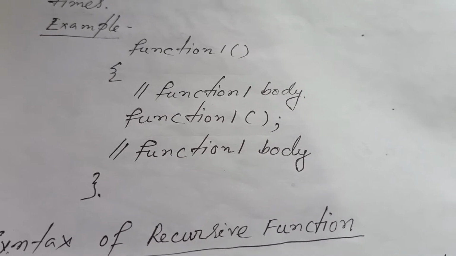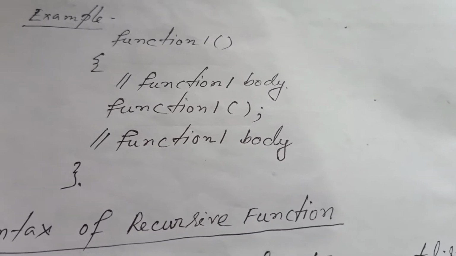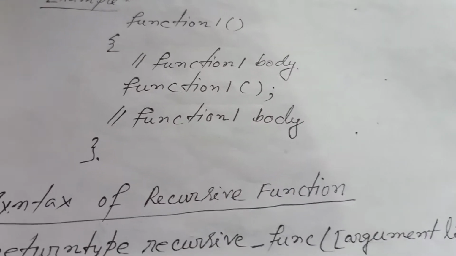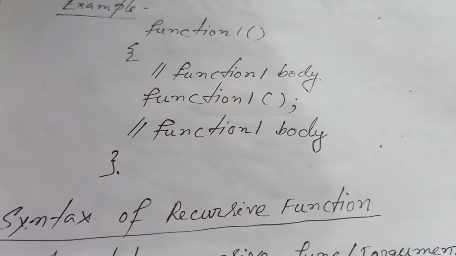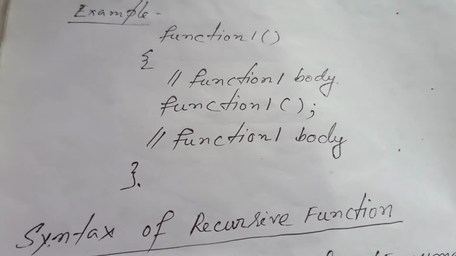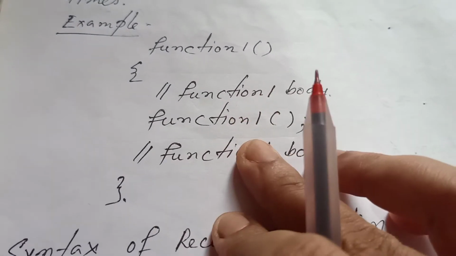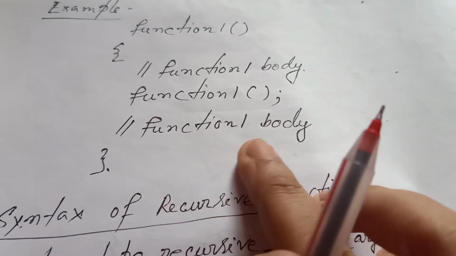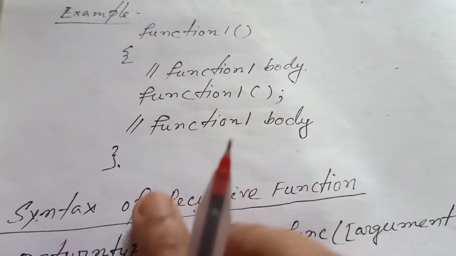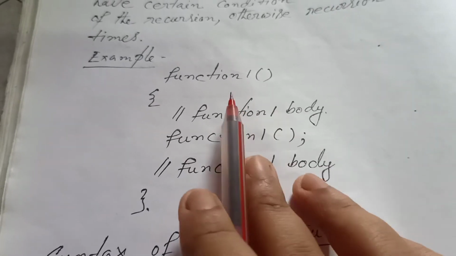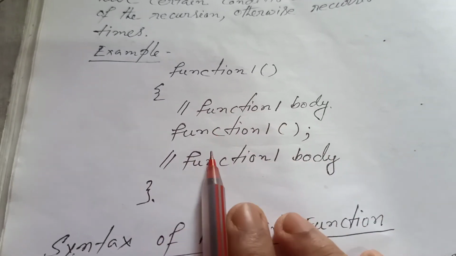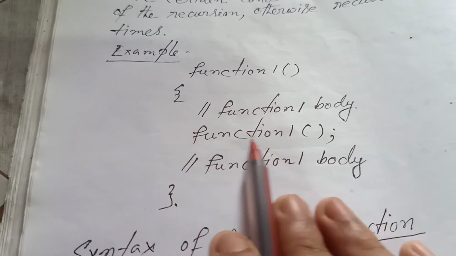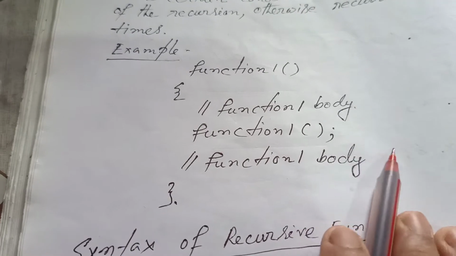Let's take a look at an example. Function 1 is the first function. Within the opening brace, function 1 body. And within this function definition we are calling function 1 again. Then we write the function 1 body and close it. So this function is calling itself. So we can say that this is the perfect example of recursion.